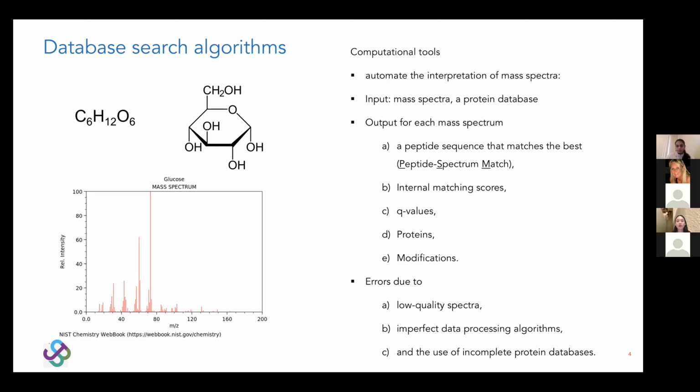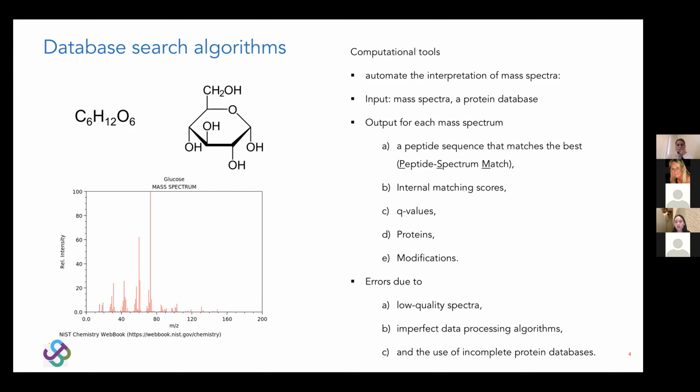These database search algorithms take as input the mass spectra from the MS analysis, as well as a protein database. So if your sample comes from human, then you would specify the protein database to be the human protein database. And these search algorithms output, for each mass spectrum, a peptide sequence from the database that matches best. The resulting match we call a peptide spectrum match, or PSM for short. It also outputs an internal matching score for this PSM.